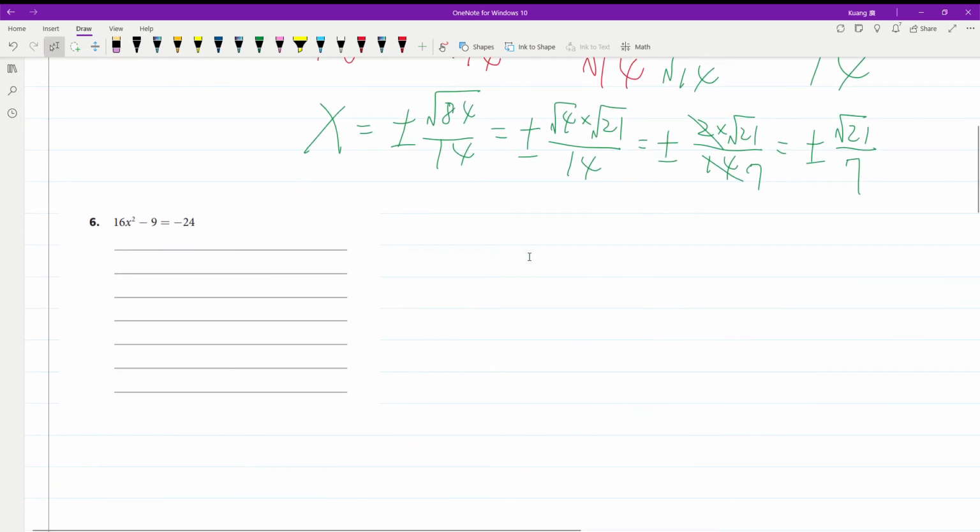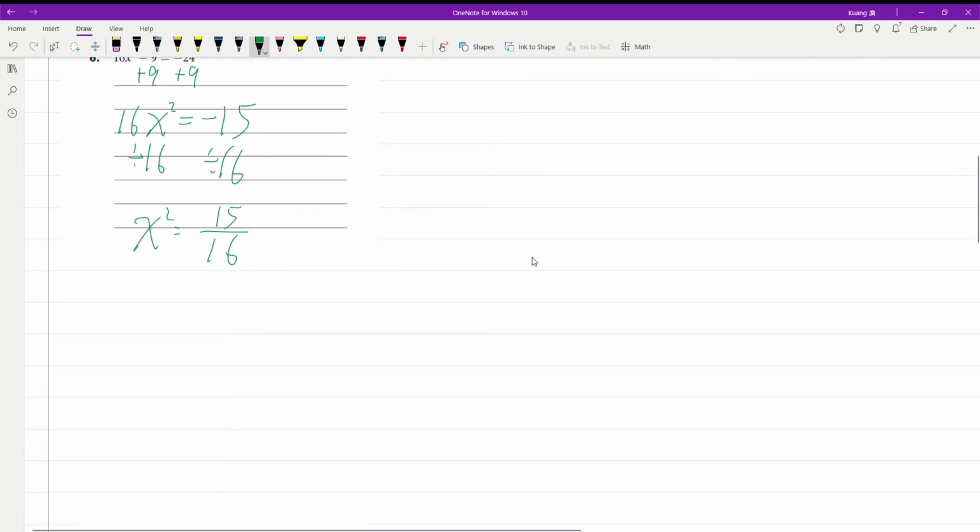Okay, next, question 6. It's slightly different, but basically the steps are all the same. So you add 9 to both sides of the equation. You get 16x squared equals negative 15. And then you divide both sides of the equation by 16. So you get x squared equals negative 15 over 16. Then you take the square root of both sides of the equation.